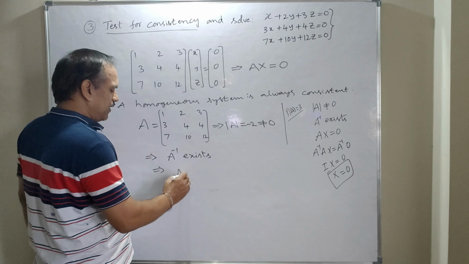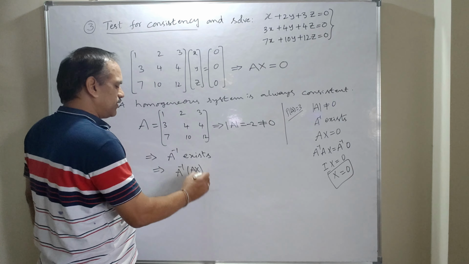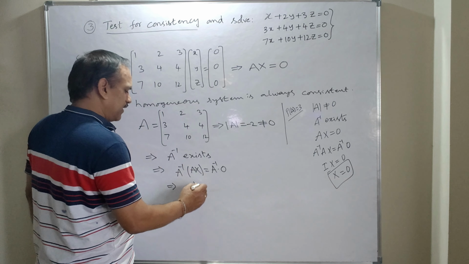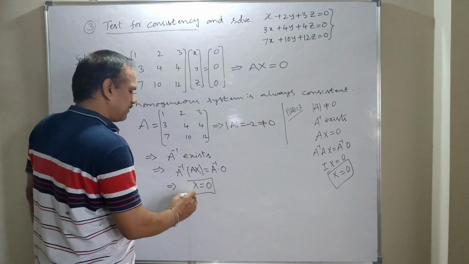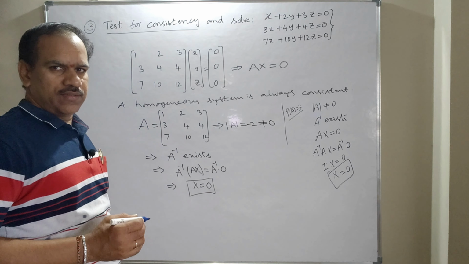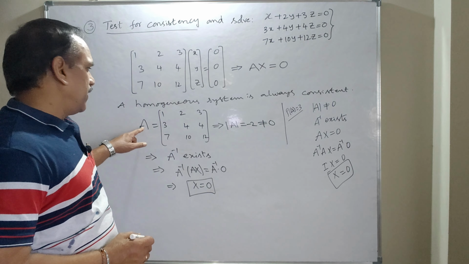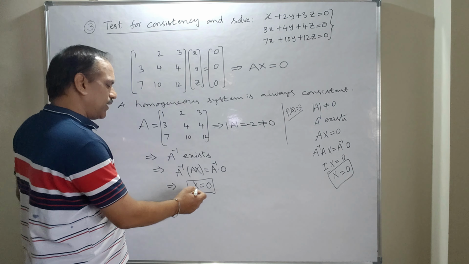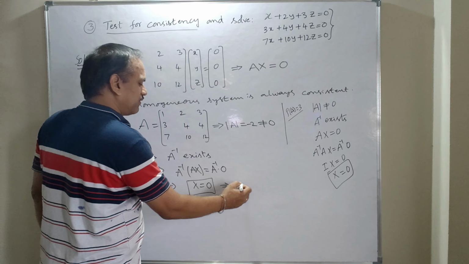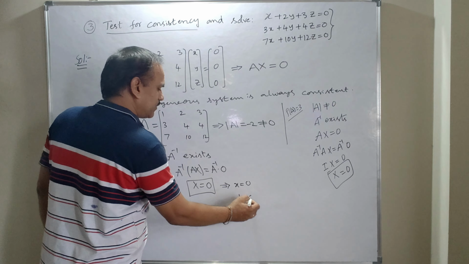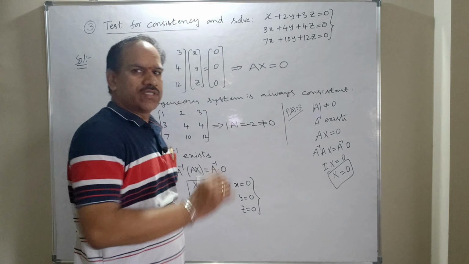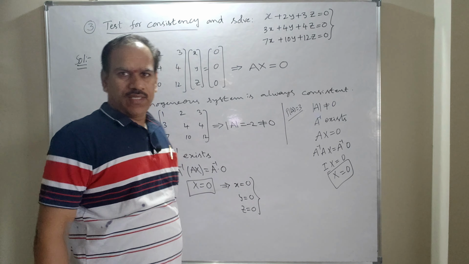This implies A inverse into Ax equal to 0. A inverse into 0 means x equal to 0 is the only solution, the unique solution. So, when the determinant is non-zero, you have a unique solution, that should be the zero solution. That means x equal to 0, y equal to 0 and z equal to 0 is the only possible solution for the given system of equations.